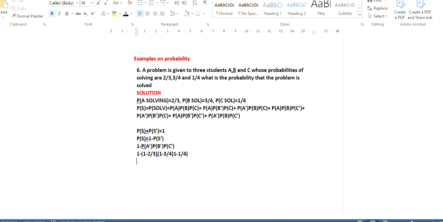So after solving, you'll get 1 minus 1 by 3 into 1 by 4 into 3 by 4. After simplifying, you'll get the probability of solving equal to 15 by 16. So they asked what is the probability that the problem is solved. The probability the problem is solved is 15 by 16. So this is the final answer.